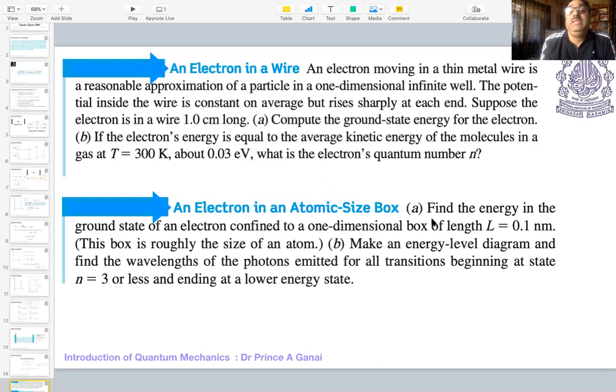The other one is also very easy. Find the energy in the ground state of an electron confined to a one-dimensional box. Here the length is 0.1 nanometer. It's actually large, you will see that. This box is roughly the size of an atom. Make an energy level diagram. Then find the wavelengths of the photons. You see, there are energy levels. If the electron jumps from one energy level to another, again, the emission of a photon is possible, like in the hydrogen atom. You need to figure out the energy level diagram, and that would be interesting, so please do it. And now I conclude my second lecture.